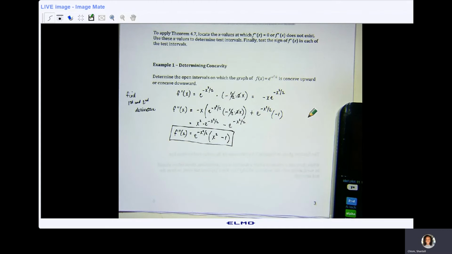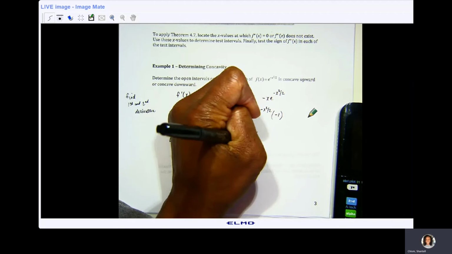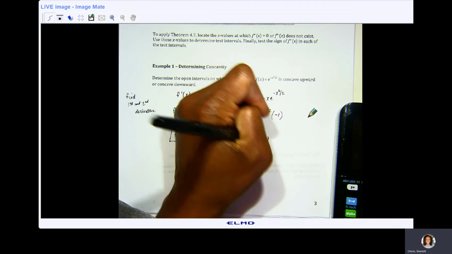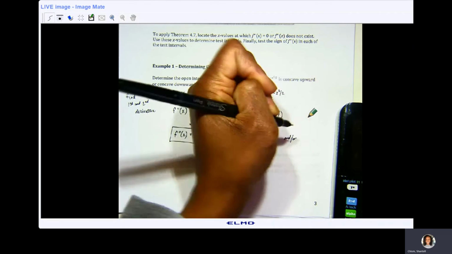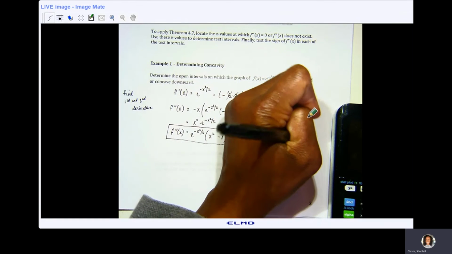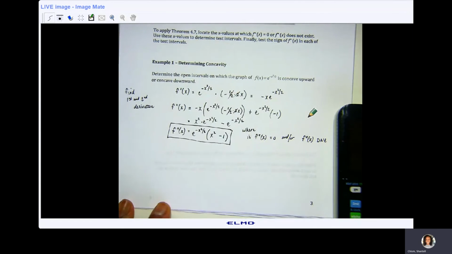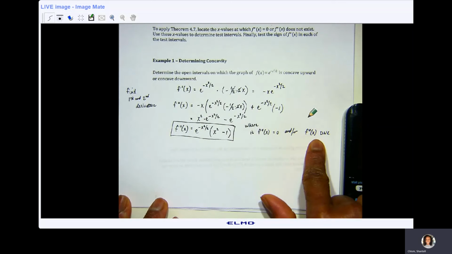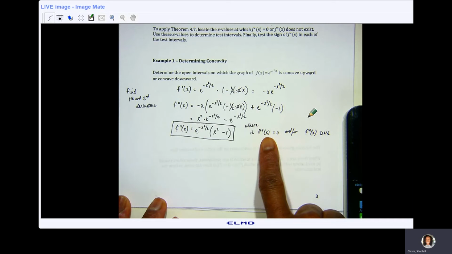Now, we have to ask ourselves, where is f double prime equal to 0 and or f double prime does not exist? That is the question. I will say that it exists everywhere, so we won't have to worry about that, but we do have to find where it equals 0.